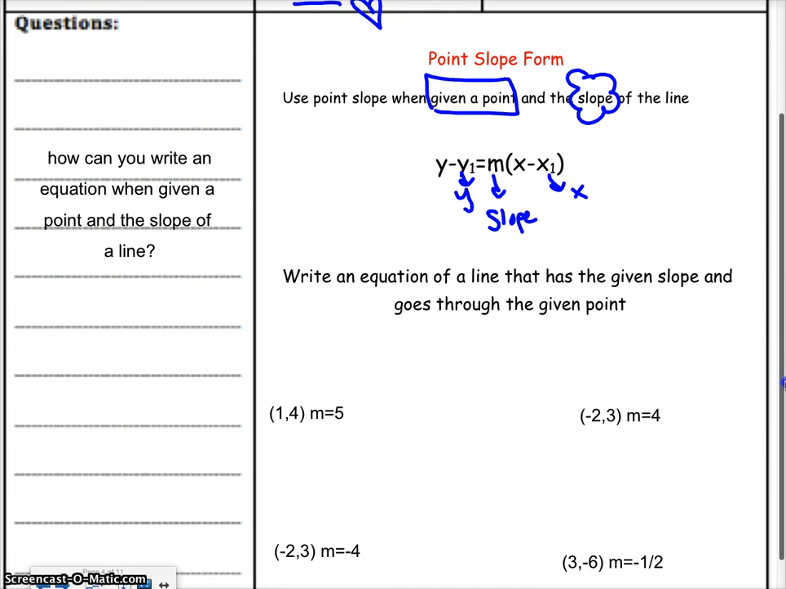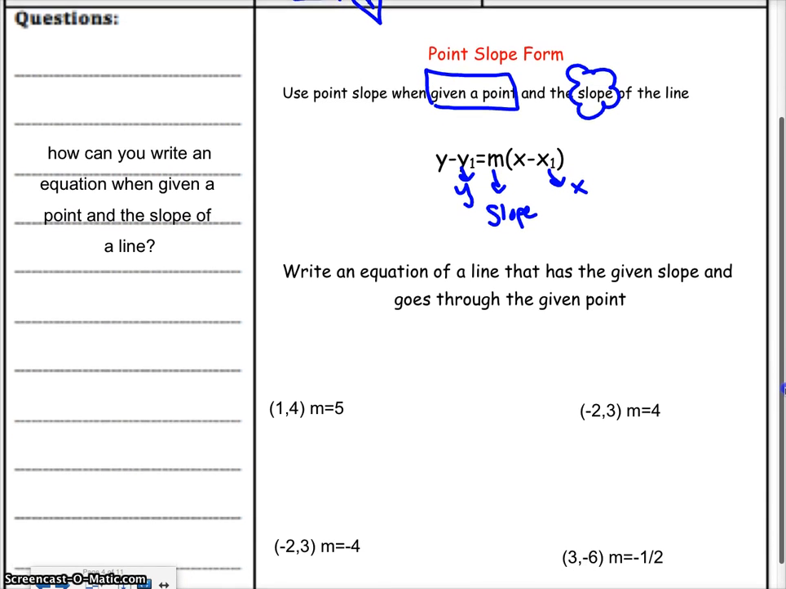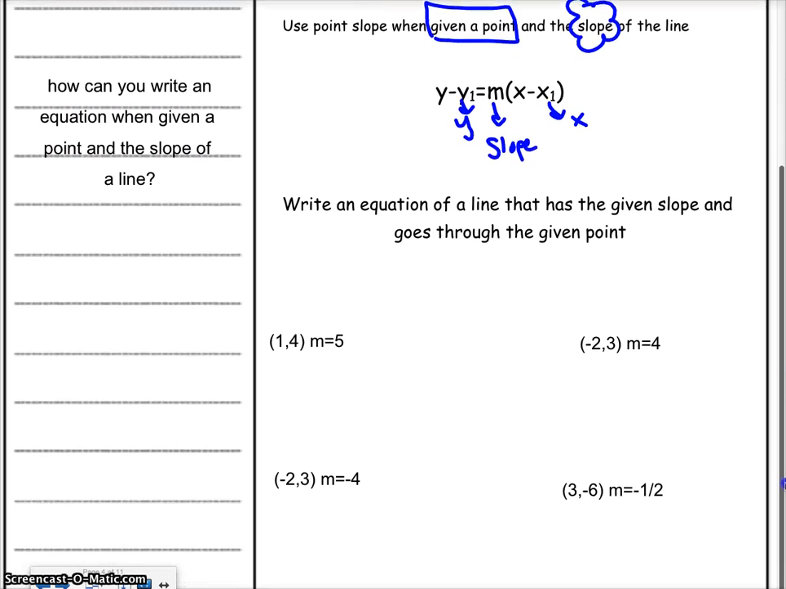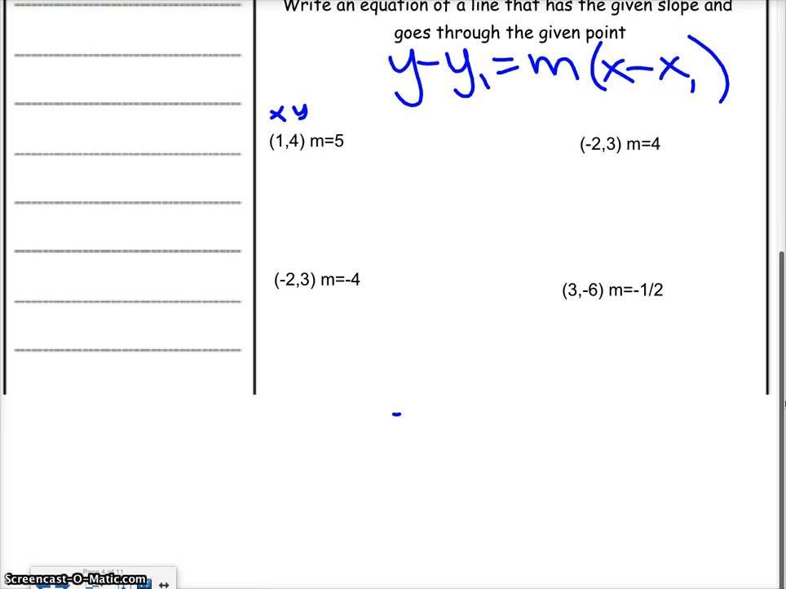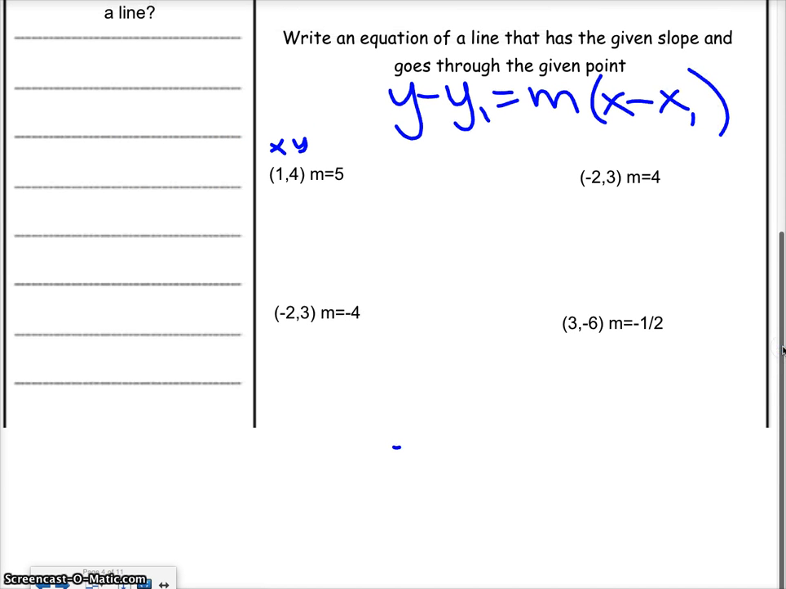Okay, we're going to write an equation of a line that has the given slope and goes through the given point. On your homework today, just write the equation, try to memorize it, but you don't have to. It's given to you on the MCAs, this formula is, so it's not one you have to memorize, it's one you need to apply. You need to know how to work it. Okay? So, here's my x, here's my y. Do you agree with me? Okay, so I'm going to apply it.